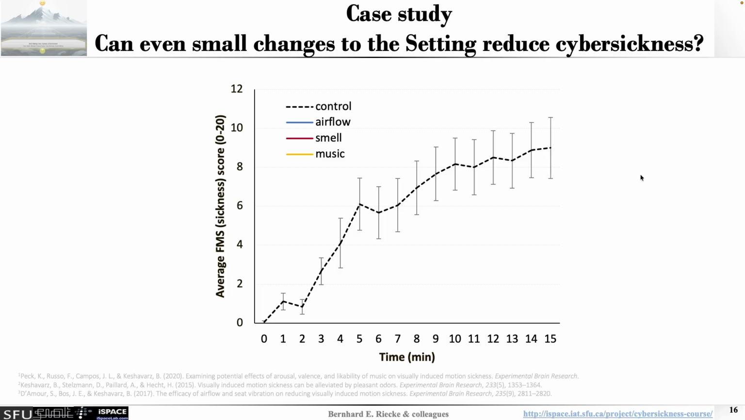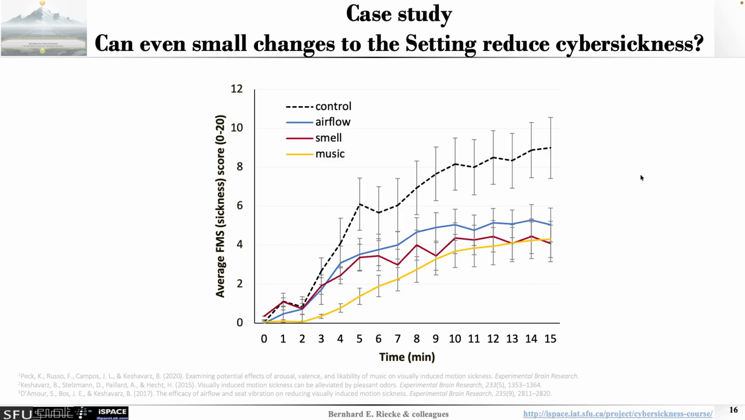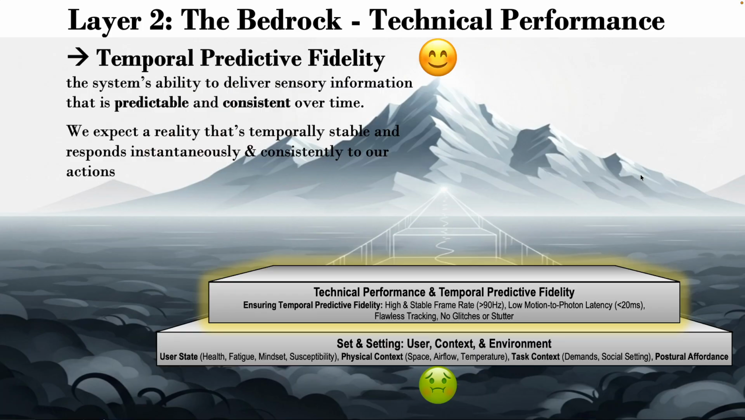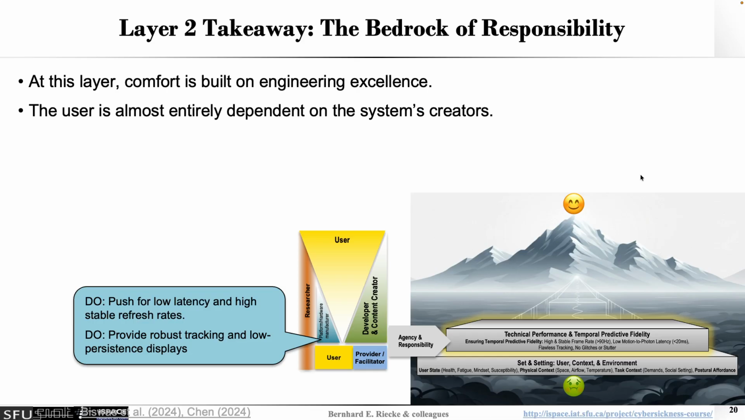And there's lots of examples that show how even simple things like adding airflow, smell, or music can reduce your motion sickness over time. Then there's a second layer, it's really the bedrock of technical performance. So this is really what we could call temporal predictive fidelity. That's the system's ability to deliver sensory information that is predictable, consistent over time, just like in the real world. Because we really expect a reality that is temporally stable, responds instantaneously, consistently to our actions. This is this second layer here, also quite critical.